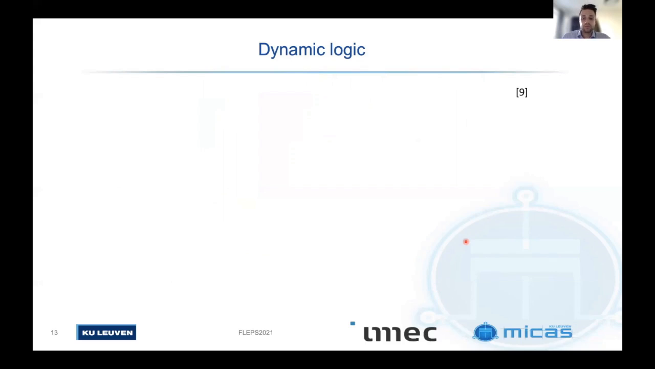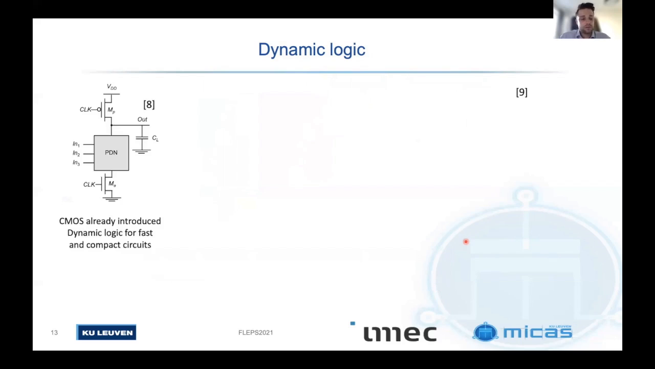lessons already from CMOS technology. Their dynamic logic topology was introduced to further increase the speed of logic circuits and also decrease the required footprint. These logic gates work on the basis of dynamic charges, and the output node of these logic gates works on dynamic charges. Here we actually pre-charge the output node, after which we evaluate by the pull-down network.